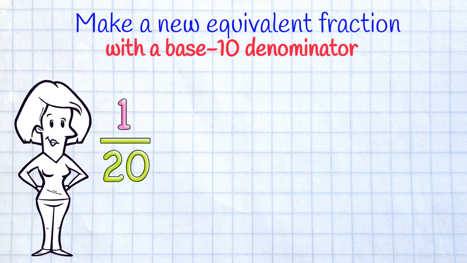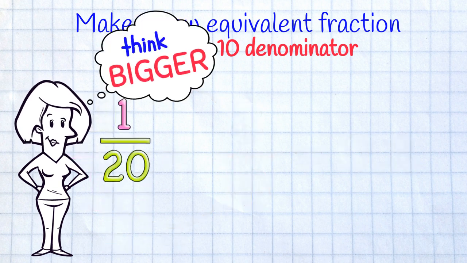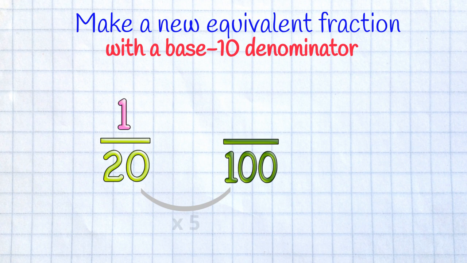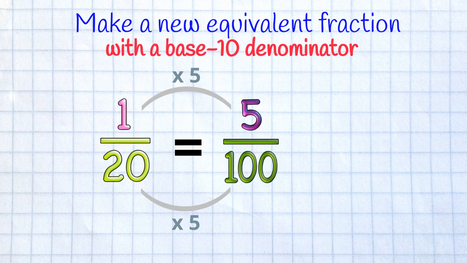1/20. This time we have to think bigger. Our denominator of 20 will turn into 100. To do that, we multiply by 5. Do the same to the numerator, and that gives us 5 hundredths.